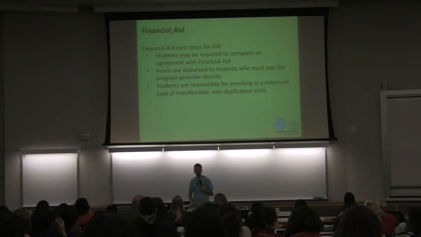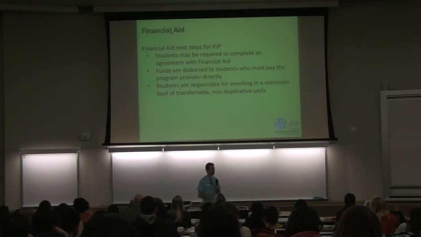And students receiving financial aid for IOP are responsible for enrolling in the minimum load of courses in order to be eligible for financial aid. If your program doesn't have enough units and you need to do another program in order to get enough units, then it complicates things a little bit further, but only at that point will you be eligible for financial aid.